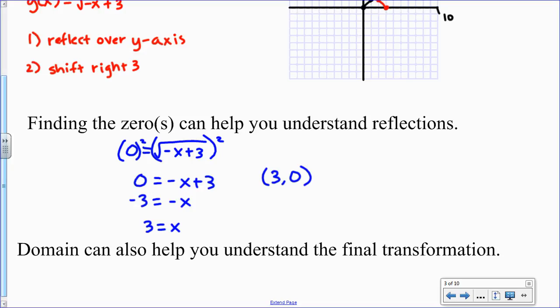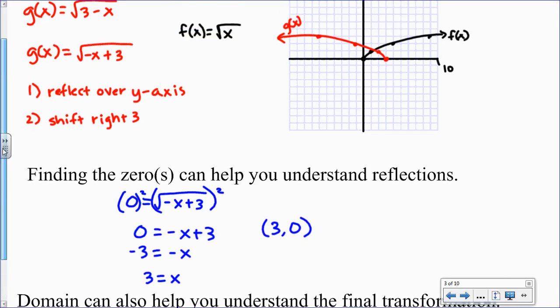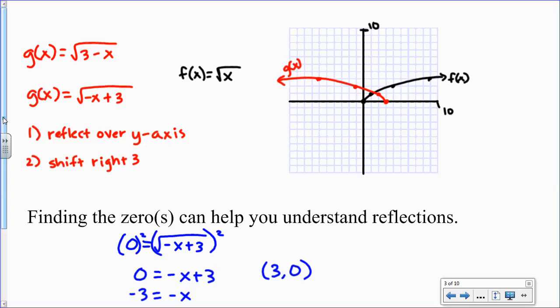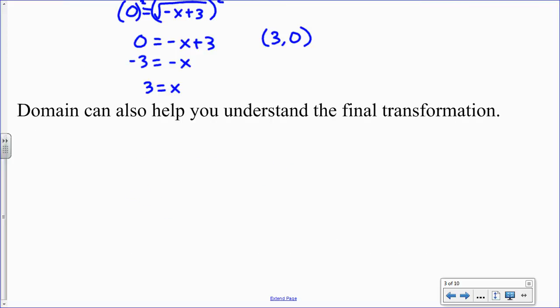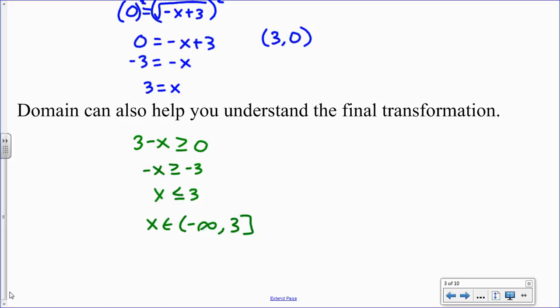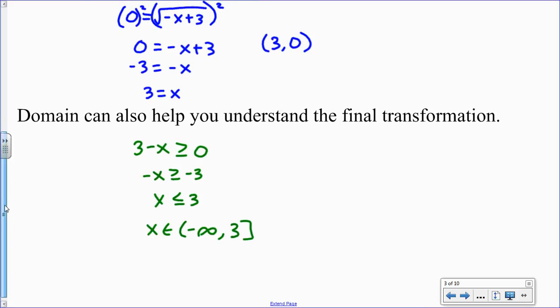Or if we talk about the domain. So we found domain of stuff like this, plenty. The domain of this is the square root, so that means what's underneath has to be greater than or equal to 0. So if I'm finding the domain, I want to solve this inequality. Subtract 3. Divide by negative 1, which means you have to flip your sign. So x is less than or equal to 3, so my domain is negative infinity to positive 3. My maximum is at 3, and the graph goes to the left, which is what I have.